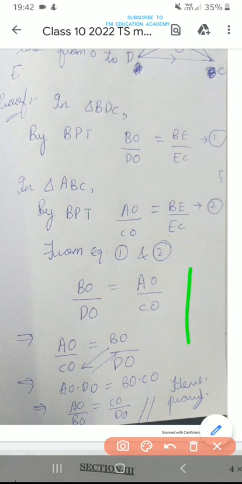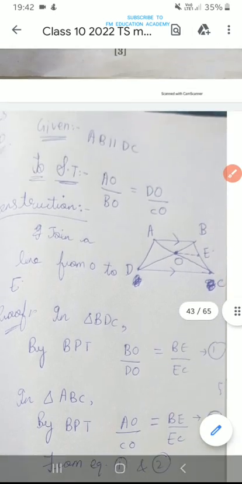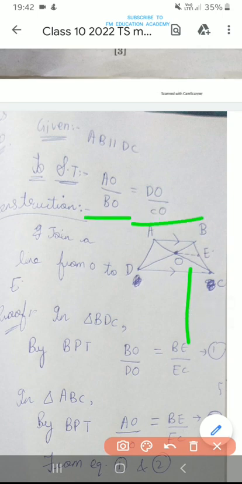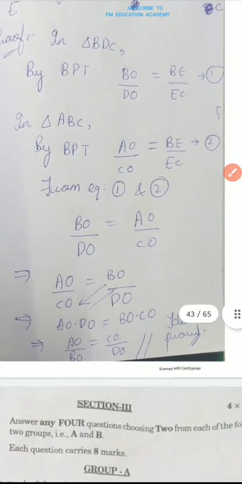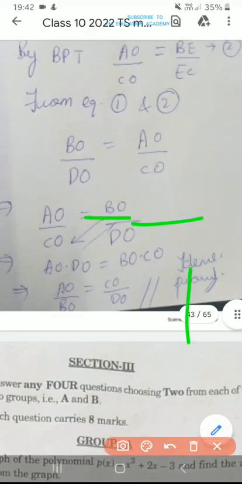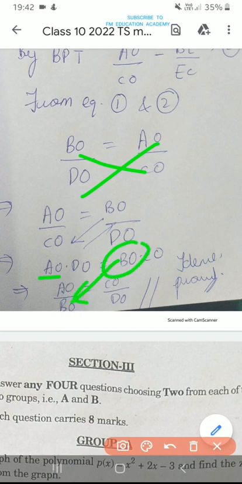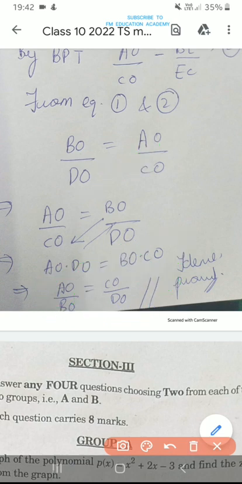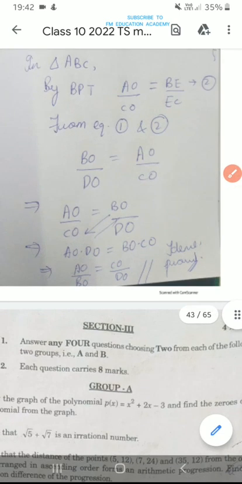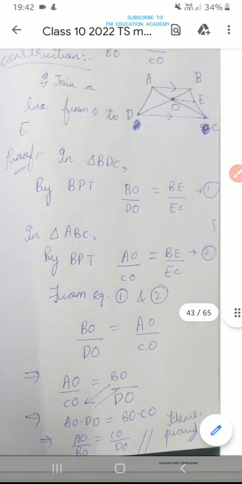But in my question, what did it ask to prove? It asked to prove that AO by BO is equal to CO by DO, right? So what you can do is simply cross multiply them. BO into CO is equal to AO into DO. I need BO in the denominator, right? So AO by BO is equal to CO by DO. So hence this question is proved. AO by BO is equal to CO by DO. How did we do this? By the basic proportionality theorem. Okay, we formulated 2 equations and compared them.